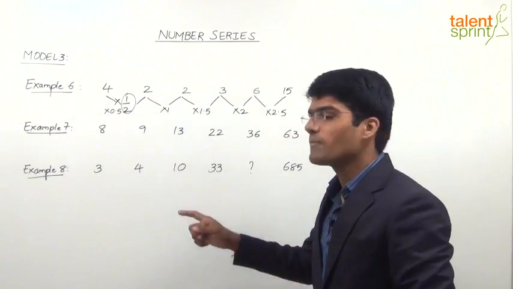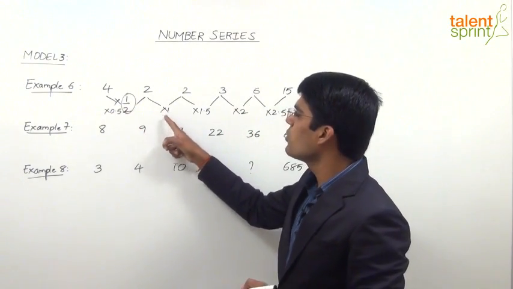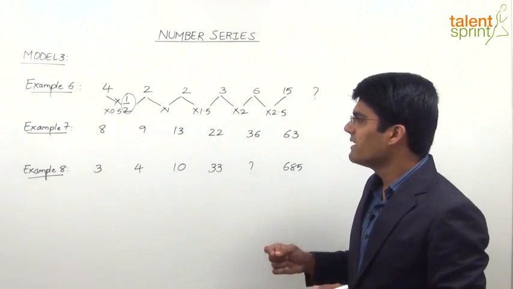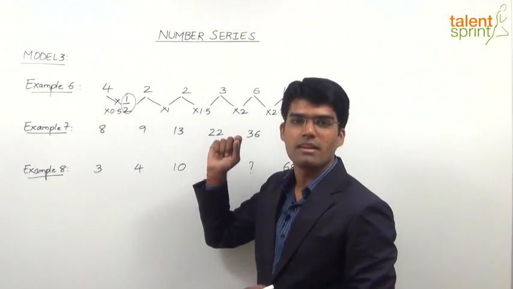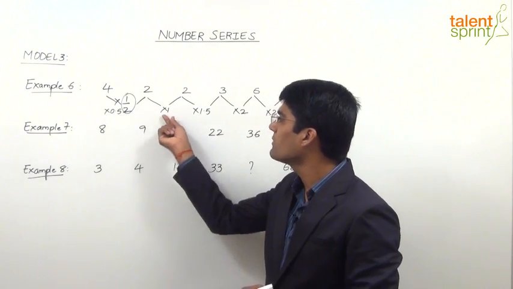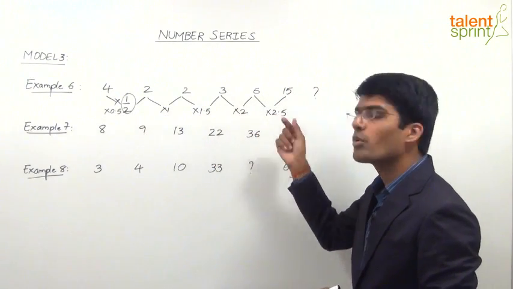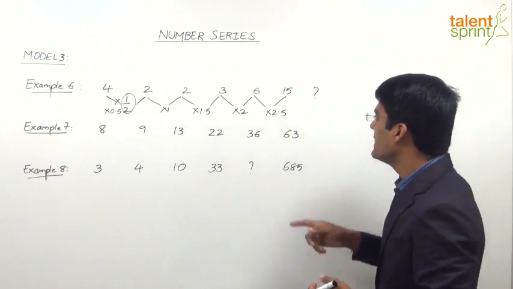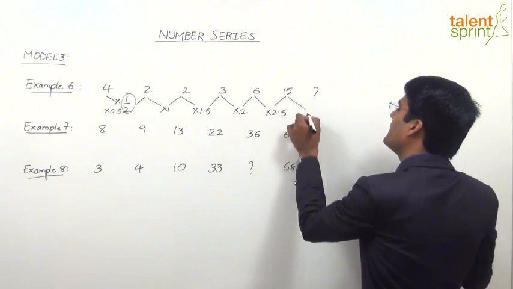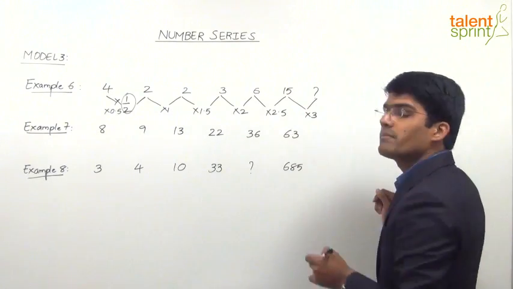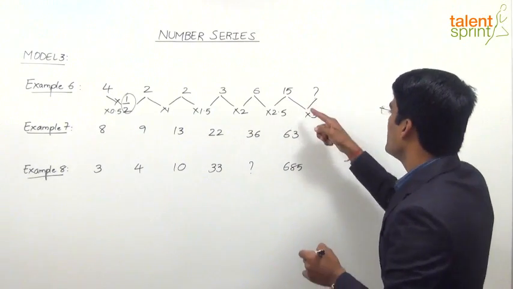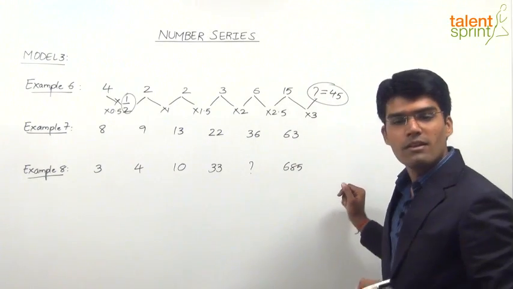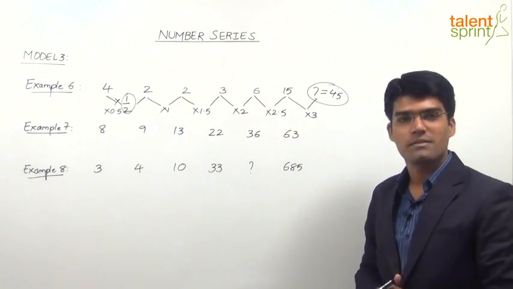So the logic goes as follows. Into 0.5, into 1, into 1.5, into 2, into 2.5. That means, as you can see here, the logic is in terms of multiplication. And the multiplication factors are 0.5, 1, 1.5, 2, 2.5 and so on. That means it is increasing by 0.5 each time. So very clearly, 15 should be multiplied with 3 to get what comes in place of question mark. 15 into 3 we know is equal to 45. So question mark should be substituted with 45, or 45 is the answer for this question.